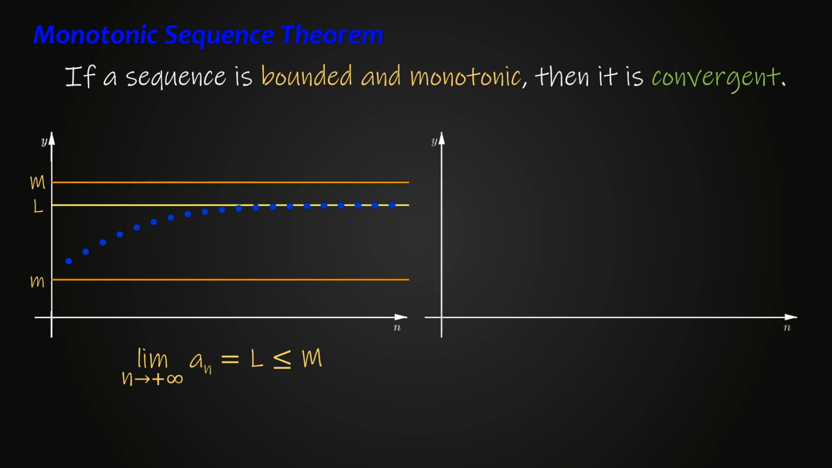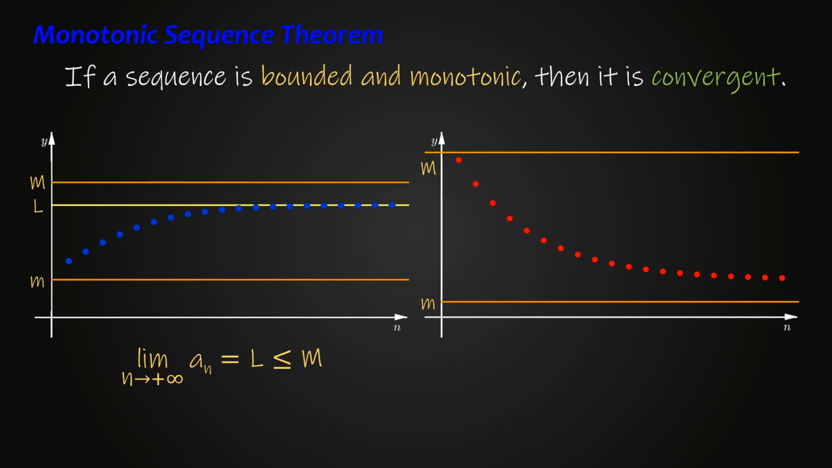In the second graph, the sequence is bounded below and bounded above. That is, the terms of the sequence do not go beyond its lower and upper bounds. It is also a decreasing sequence. Thus, it is convergent. And its limit at positive infinity is greater than or equal to a lower bound m.